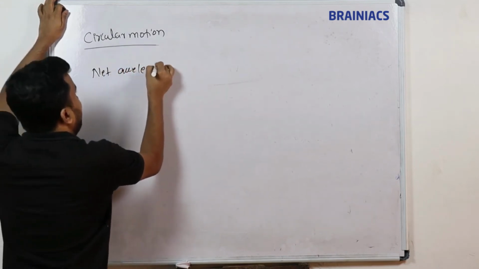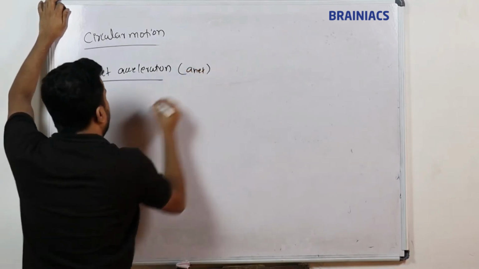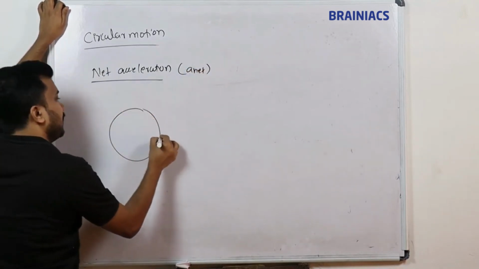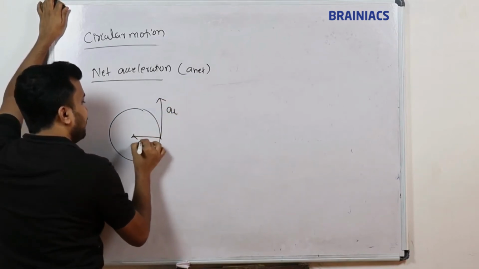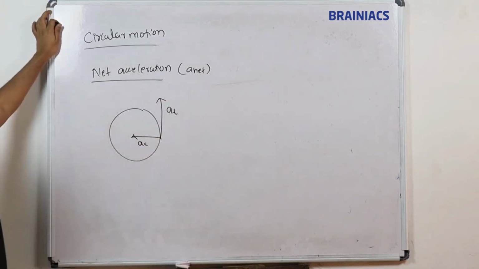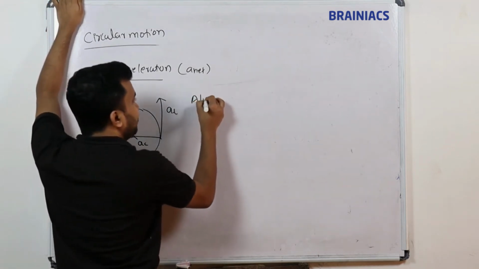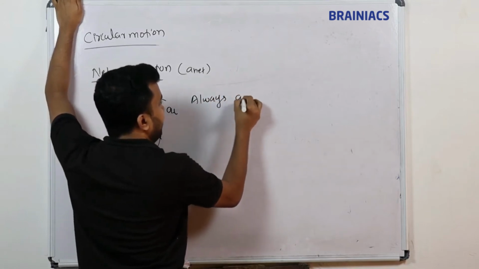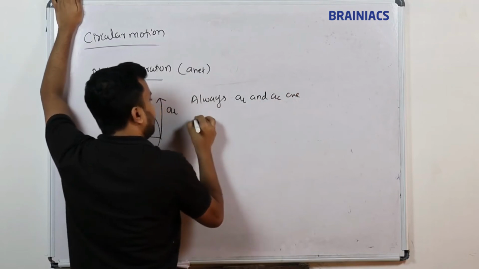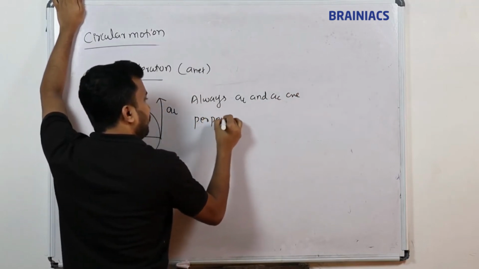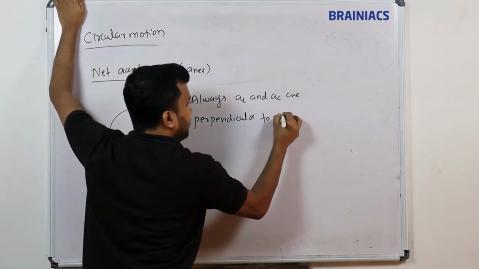Net acceleration. This is called A net. In circular motion, we have two accelerations here. This is called tangential acceleration and this is called AC. So always AT and AC are perpendicular to each other.